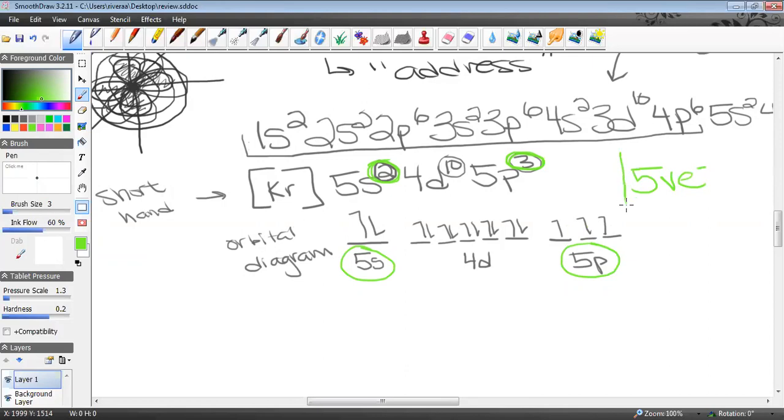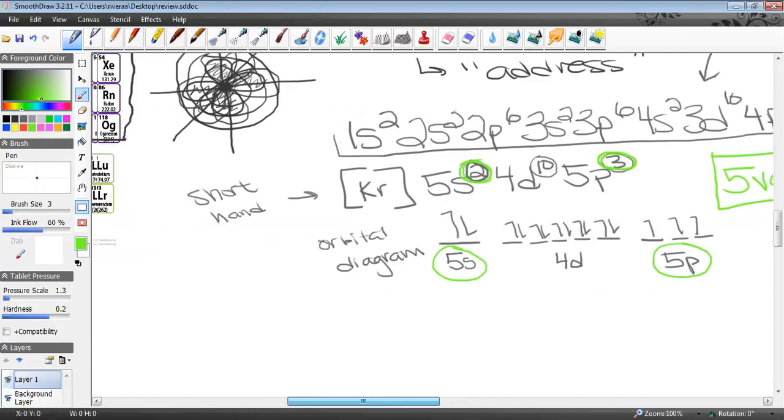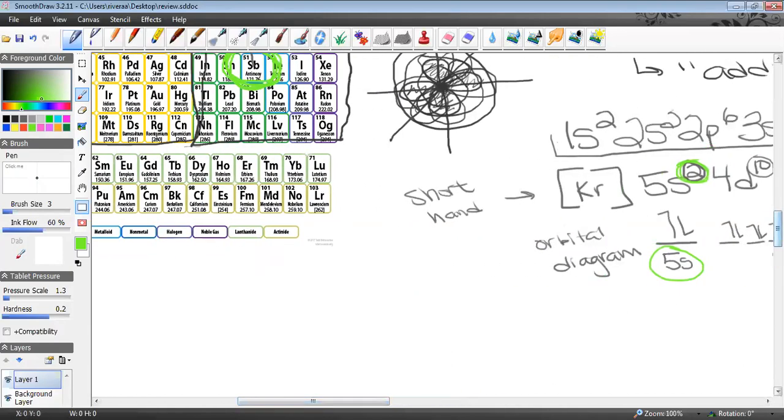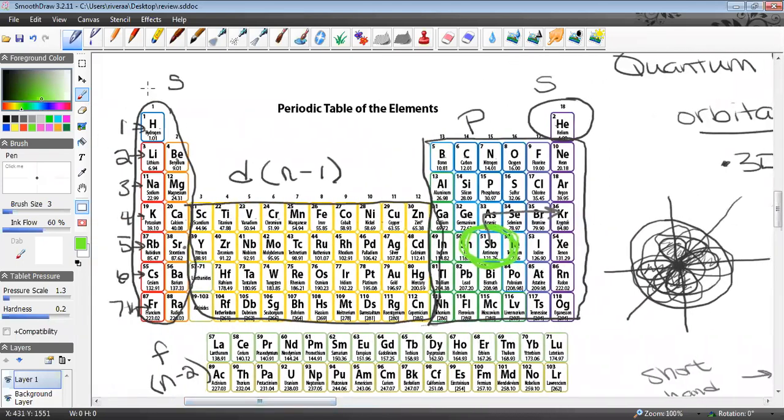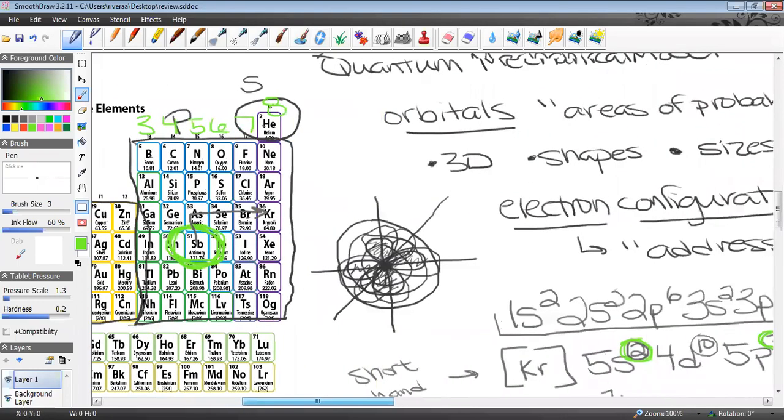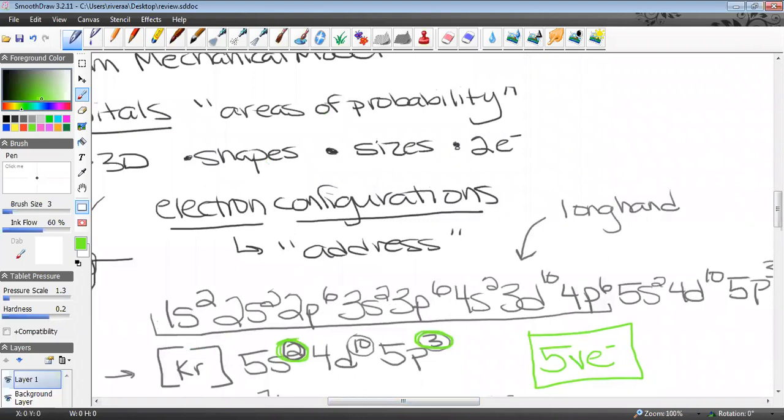And this is the important part, okay? You could have gotten that just by looking at the group number. Antimony is in group number 5, right? Because if I number all of these groups again, like we did on the periodic table up top, this is group 1, group 2, 3, 4, 5, 6, 7, 8. Antimony's in group 5, so it has 5 valence electrons.